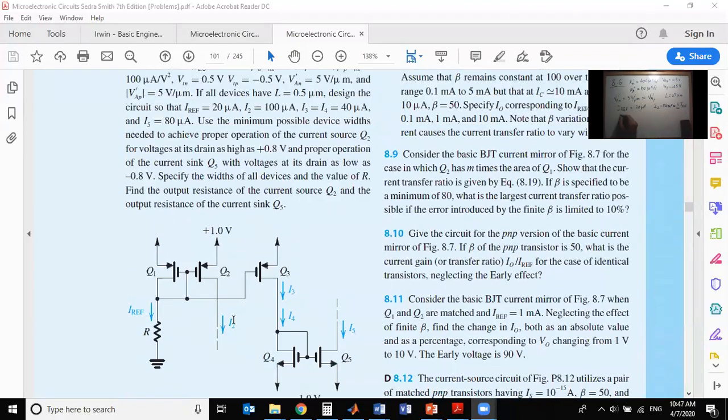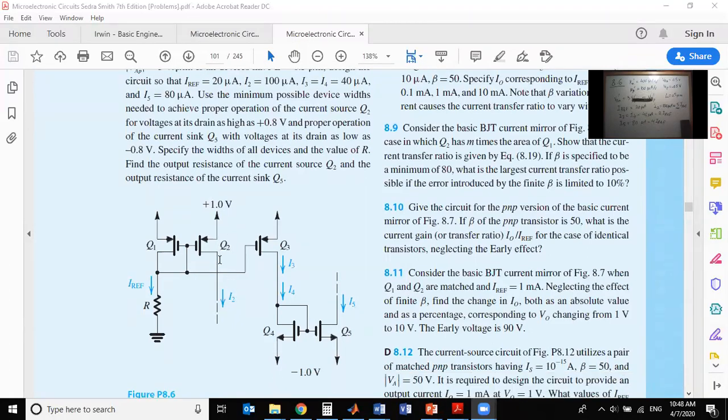Okay, so we need to have I2 as this, I3 equals I4 equals 40 microamperes. What does this mean? These are 2 times IREF. I5 is 80 microamperes, which is 4 times IREF. So I need to replicate this IREF in 3 places. In one place, I need to replicate it 5 times. In one place, I need to replicate it twice. And in the third place, I need to replicate it 4 times. These 3 places are here: Q2, Q3 and Q4 because they carry the same current, and the third one is at Q5. So this is why we call this a current steering circuit.